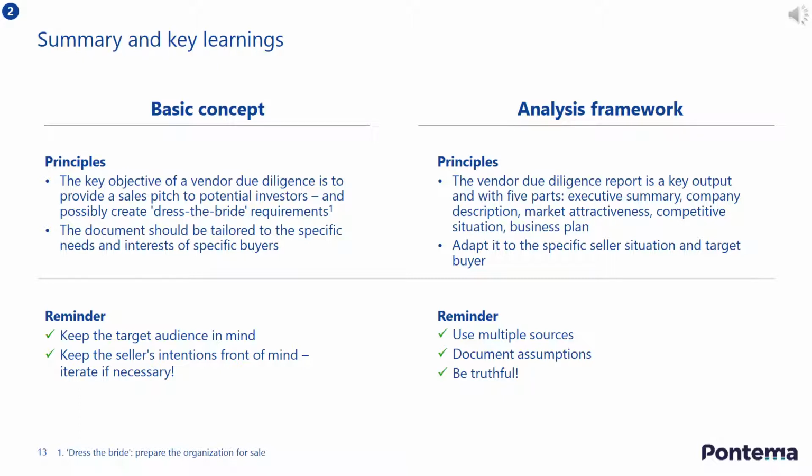The main output should be a document with 5 parts: an executive summary, company description, market attractiveness, competitive situation, and business plan. Always document your assumptions in case you are challenged on your rationale.